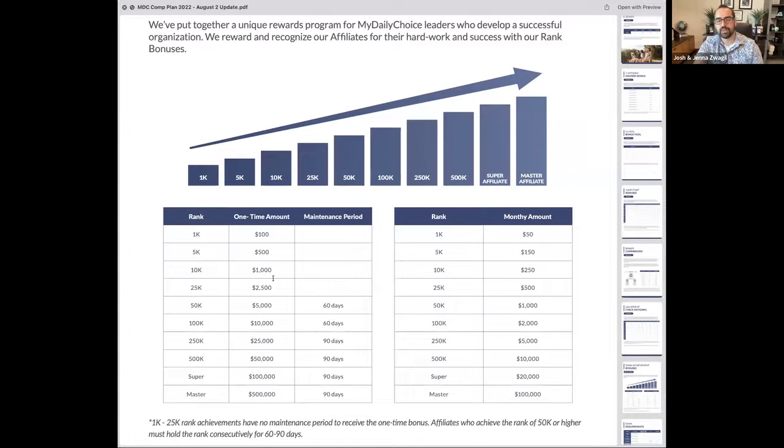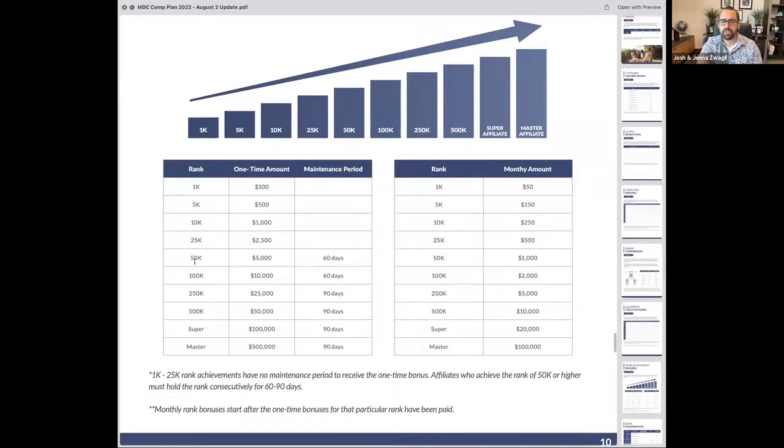These compound. If somebody skips a rank, say in their first month they hit 10K, they're not just getting the 1,000, they're getting the 1,000, the 500, and the 100. They get all of the rank bonuses if they skip a rank. For newer people in the business, and even if you're a leader trying to get some activity going, this is an amazing thing to sell to your leaders that aren't at these ranks yet. Let's put an extra $4,100 in your pocket. Help them go 25K and they get $4,100 in rank bonuses. Help them go 10K and they get $1,600. And as you get to 50K, there's a 60-day maintenance, and they get 5,000.